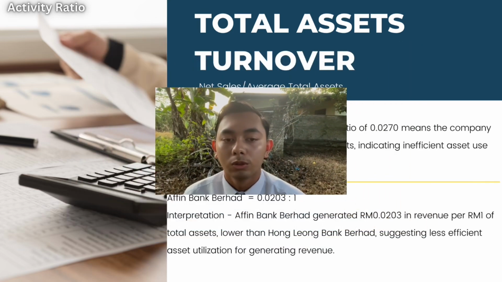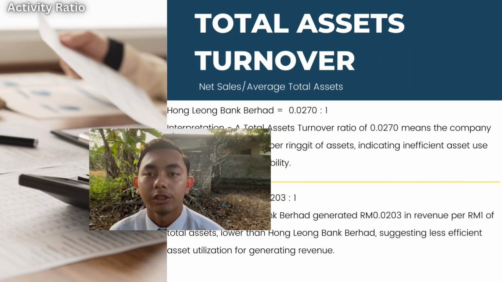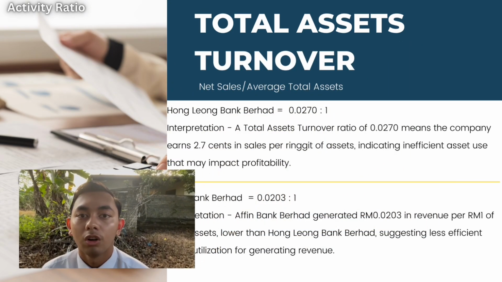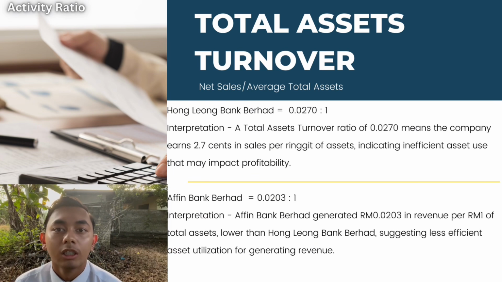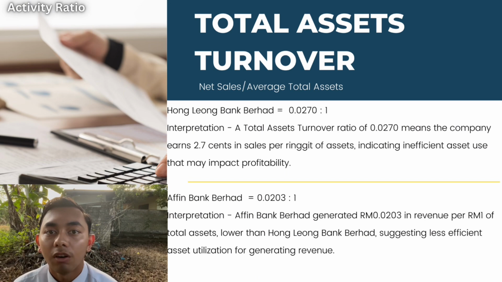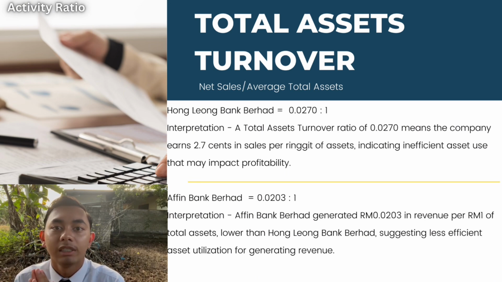Hi everyone, today I want to talk about activity ratios and profitability ratios for Hong Leong Bank Berhad and Affin Bank. The first one is Hong Leong Bank Berhad activity ratios. The total asset turnover is 0.0270 to 1, indicating that for every 1 ringgit of total assets, the company generates 2.7 cents in revenue. This ratio reflects the efficiency with which the company utilizes its assets to generate sales.